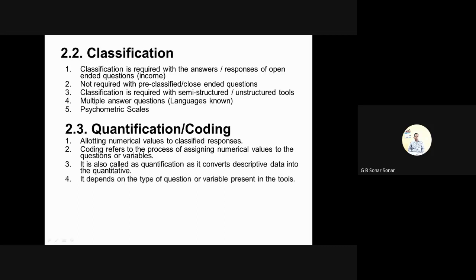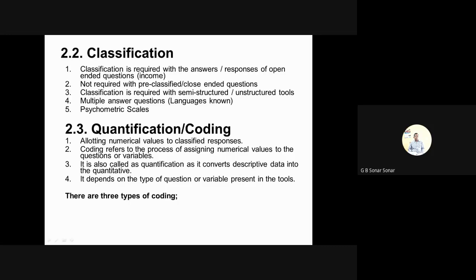And this quantification depends on the type of question or variable present in the research tool. If there are close-ended questions, quantification is also done. If there are open-ended questions, classification is made, and then the coding is done. If there is a standardized scale or psychometric scale, the scores of the psychometric scales are classified, and then coding is given.